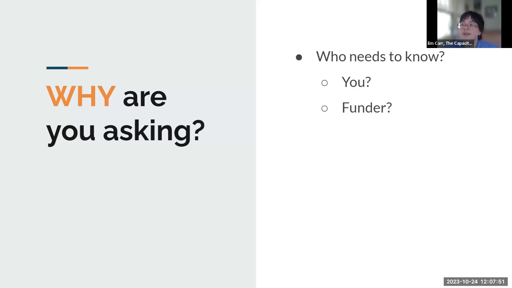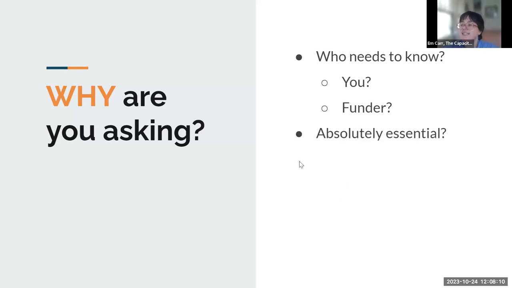It can also be really confusing for the person doing data entry because say the data points don't agree. Maybe someone wrote their age wrong. You know, I forget how old I am all the time. And so then you're like, wait, which one is right? What do I report on? So think about who needs to know and if you're already collecting it.